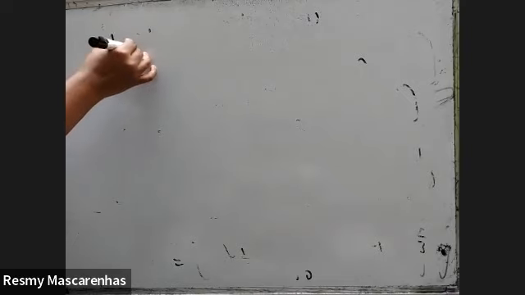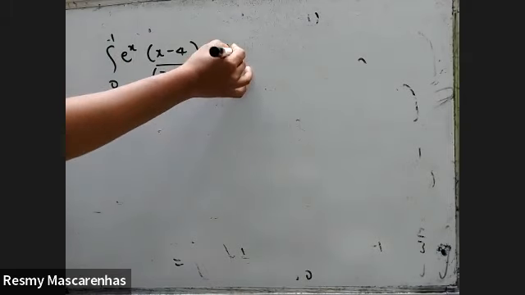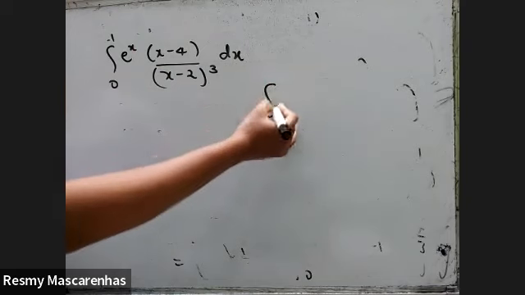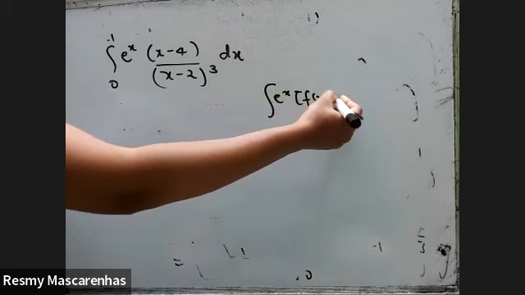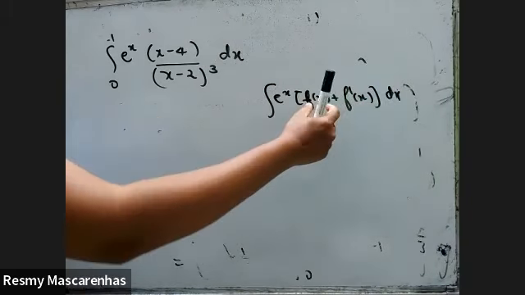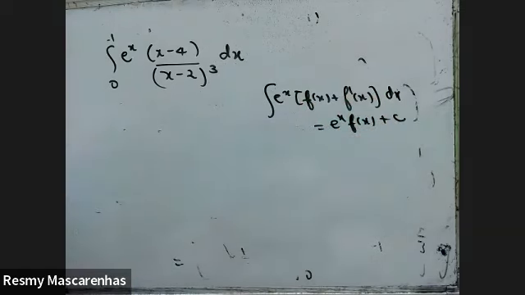Next one. This type we have done yesterday only, in the previous class. Whenever there is an e raised to x term, try to think of that formula. Yesterday we had done the type e raised to x, f of x plus f dash of x. If you have a function and its derivative, then the answer is always e raised to x, f of x plus c. This is of the type which we had seen yesterday.